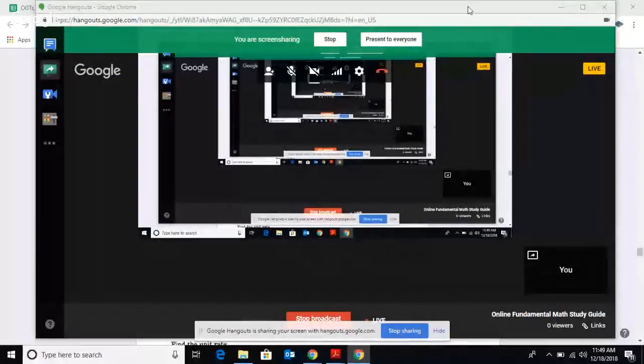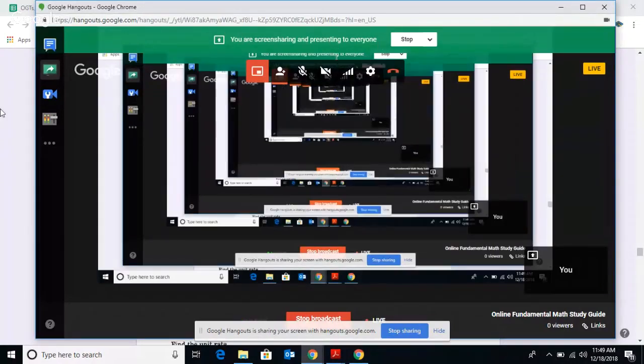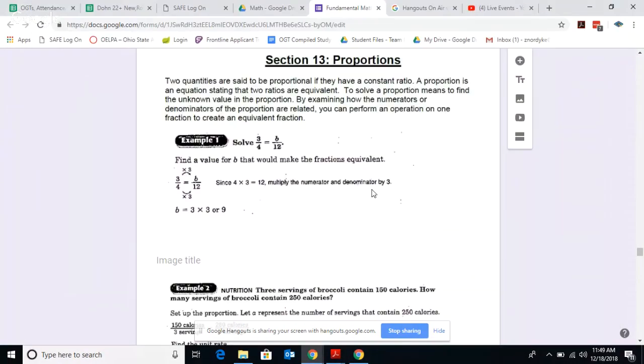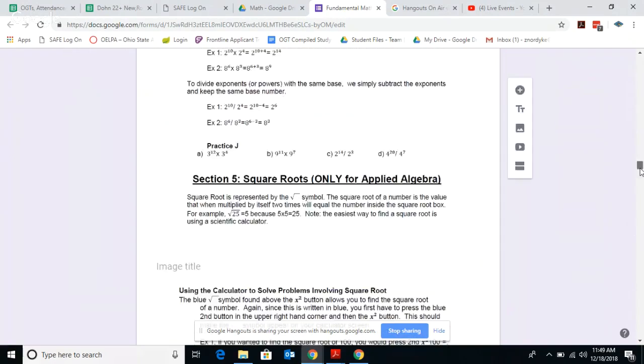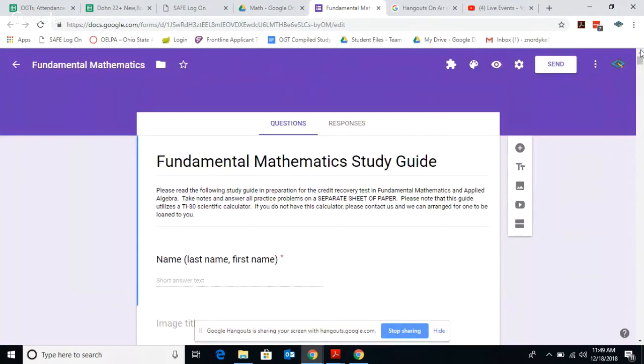But I'm going to share my screen at this point. We're going to go through some of the other points that I think will be helpful. So let me go into a screen share, and then I'm going to present. Okay. So I'm going to scroll to the top. You'll be receiving the Fundamental Math Study Guide very shortly.